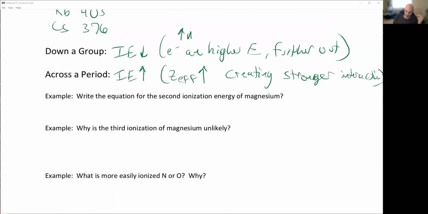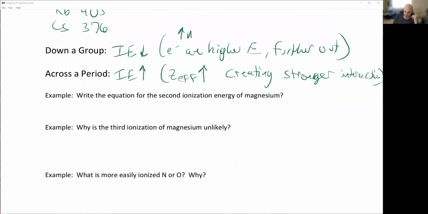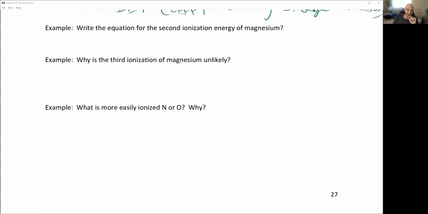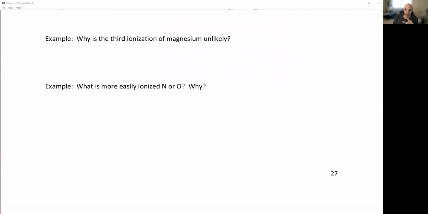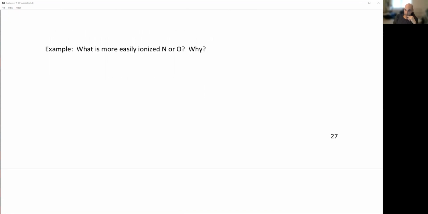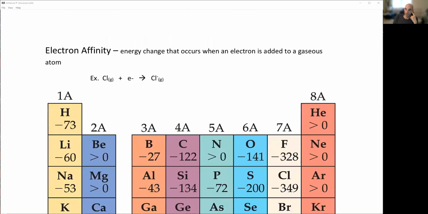All right, so write the equation for the second ionization energy of magnesium. Why is the third ionization energy of magnesium unlikely? What is more easily ionized, nitrogen or oxygen? Why or why not? So try those out. Write the electron configuration or the orbital diagram for nitrogen and oxygen. That might help us with the conversation above, which we're going to have in class.